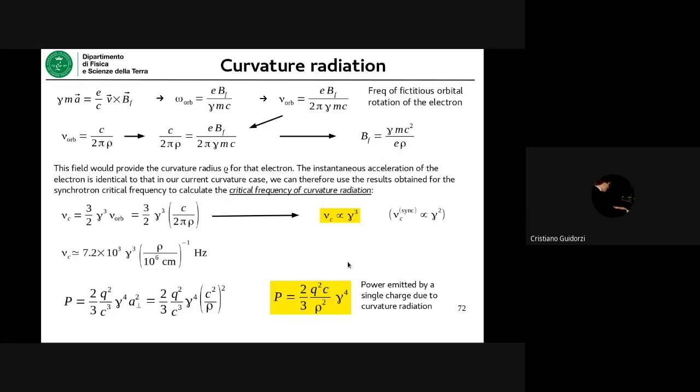So you see, we exploited the knowledge that we acquired in the case of synchrotron emission. The only thing that we had to change, and we derived both quantities: the frequencies at which most of the radiation will be emitted, so the critical frequency in the case of curvature radiation, scaling with gamma cubed, and the total power with gamma to the fourth.